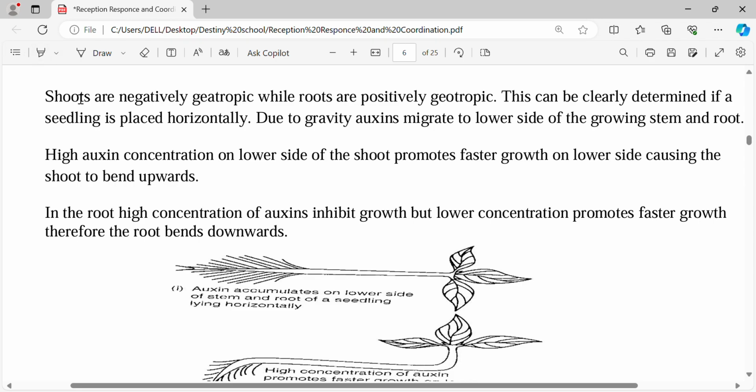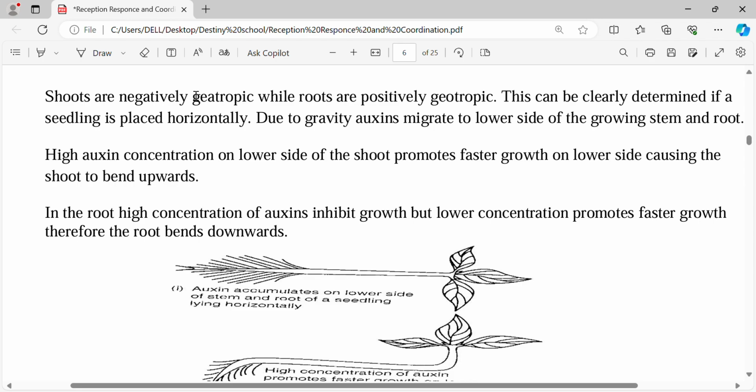Okay, good. So, shoots are negatively geotropic. There's a spelling mistake there. Shoots are negatively geotropic while roots are positively geotropic. Why are we saying so? We are saying that because shoots normally grow upwards. When you grow upwards, you are growing against gravity. Remember we say that if a response occurs in favor of the stimulus, then that is a positive response.